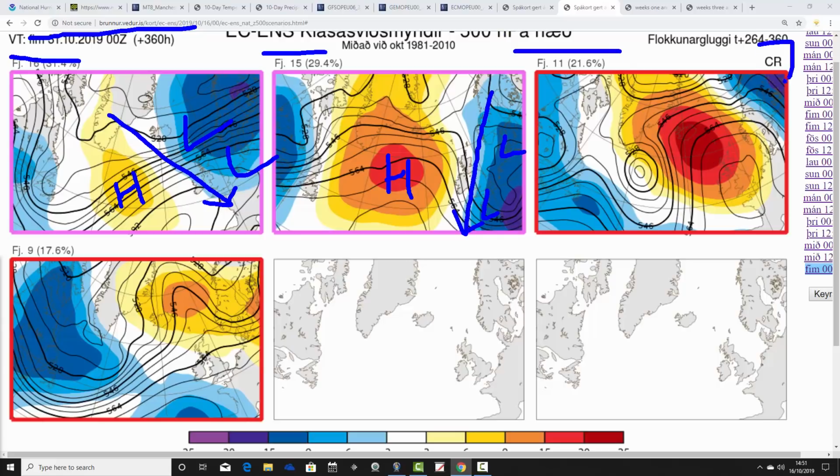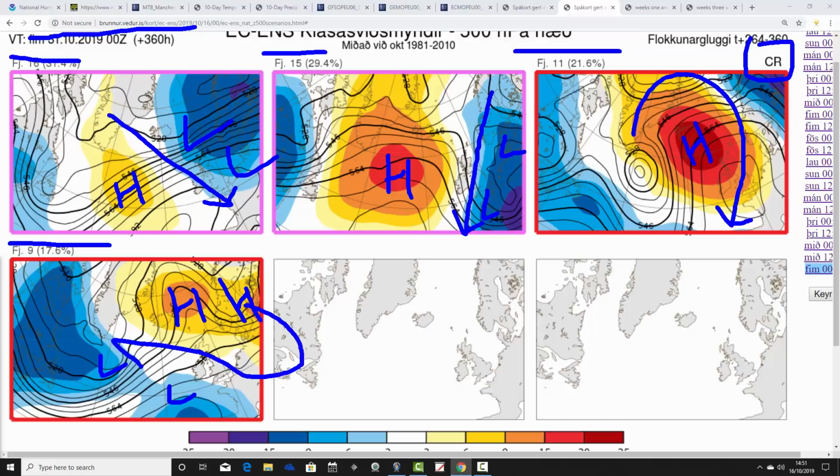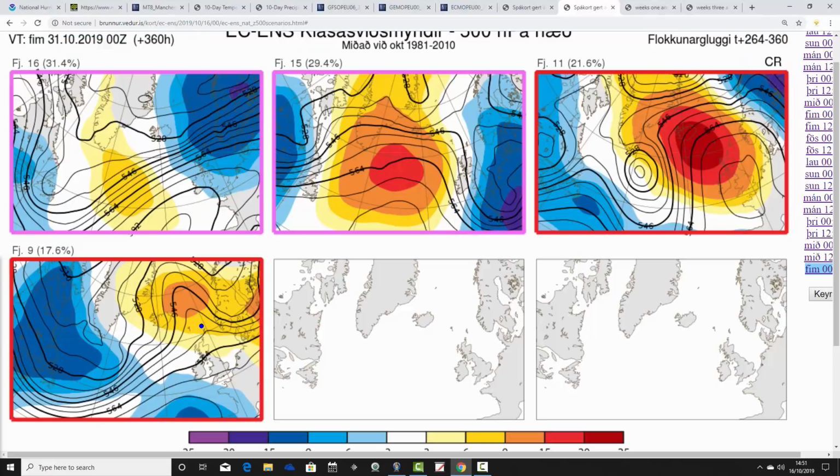11, including the ECM control run, with high pressure to the north of Scotland. That's going to be a drier solution, but not particularly warm. In fact, it could be quite cold with those, bringing winds around from the northeast. And then we have 9 with above average heights between Iceland and Scandinavia, below average heights out to the west. And they're probably bringing in more of an east-southeasterly flow. Could be a bit more unsettled and a milder option, perhaps, with those.